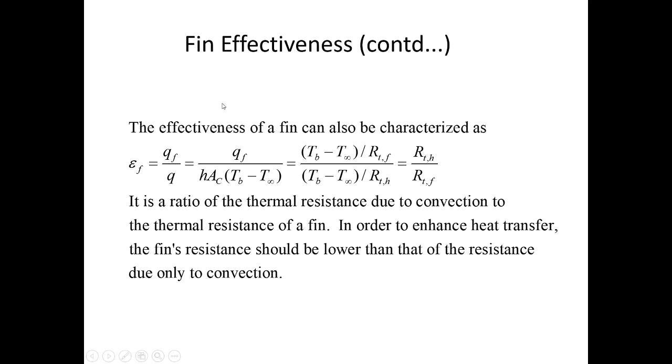In effectiveness, we have already discussed that it's Qf upon Q. After simplifying, we get Rth upon Rtf. It is a ratio of the thermal resistance due to convection to the thermal resistance of a fin. In order to enhance heat transfer, the fin's resistance should be lower than that of the resistance due only to convection.